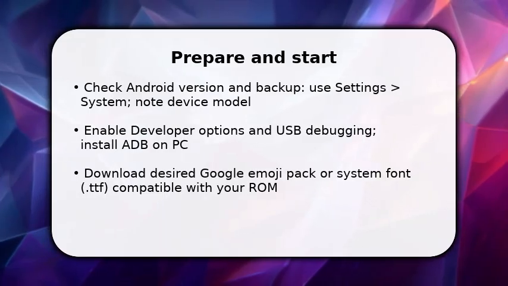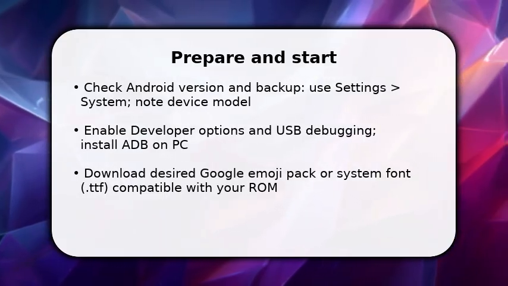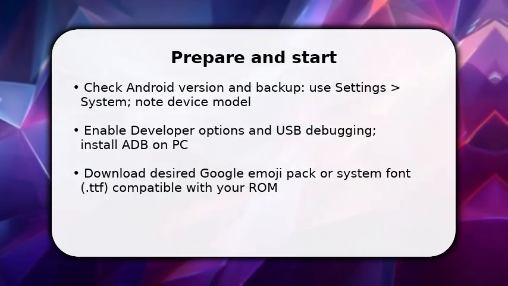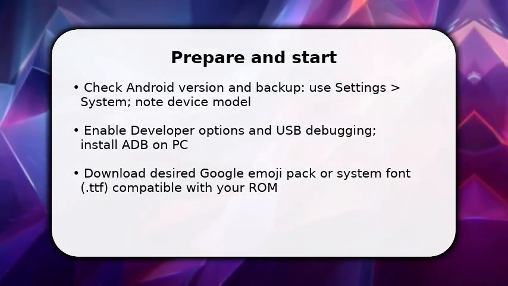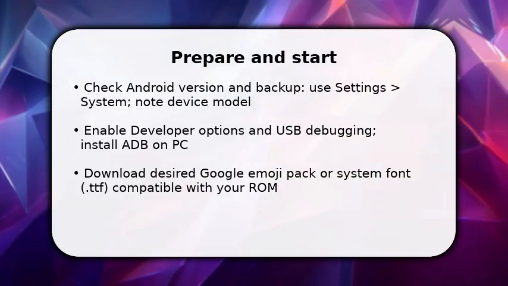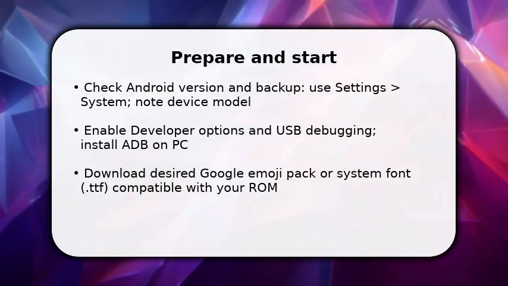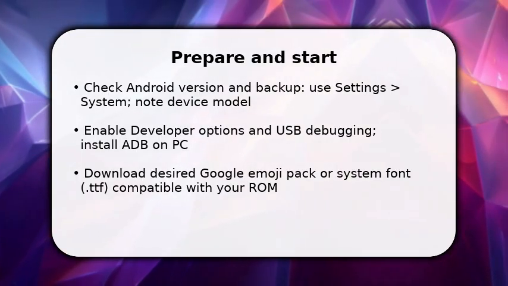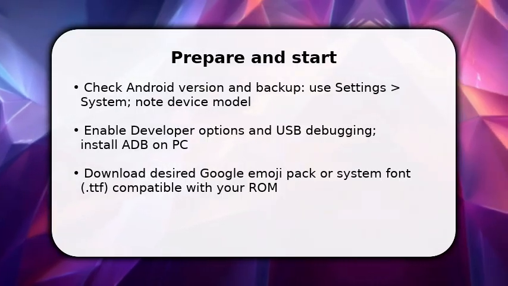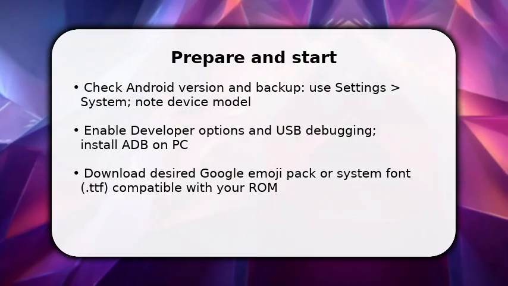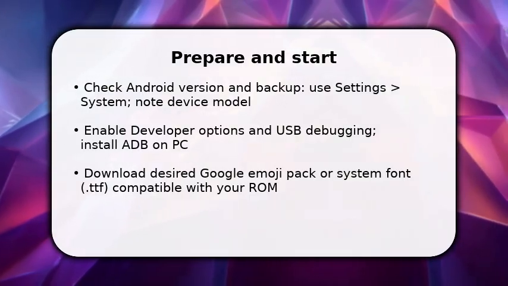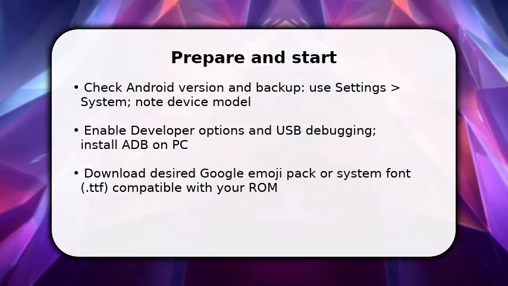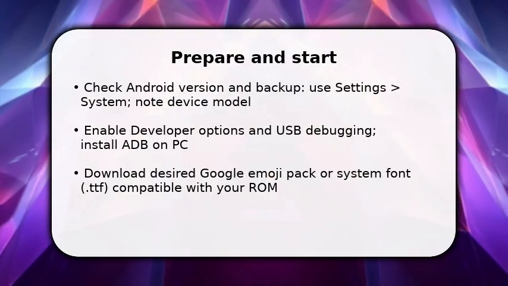You begin with basics. Confirm your Android version and make a full backup because System Emoji Replace is system level. Once done, enable developer options and USB debugging so you can push files. On your PC, install ADB and verify the device connects with adb devices. Download the Google Emoji Pack or the emoji-capable system font, TTF, matching your ROM density. You're starting the process now. These prerequisites let you modify the system safely and restore if needed.